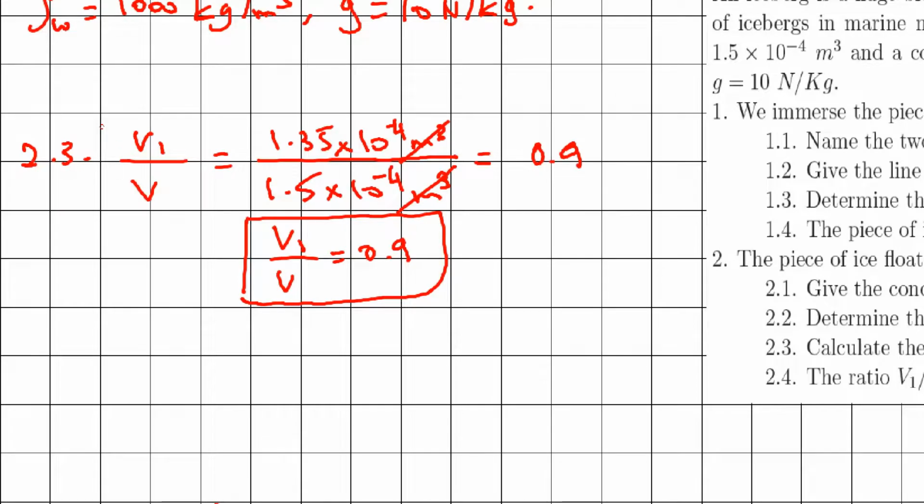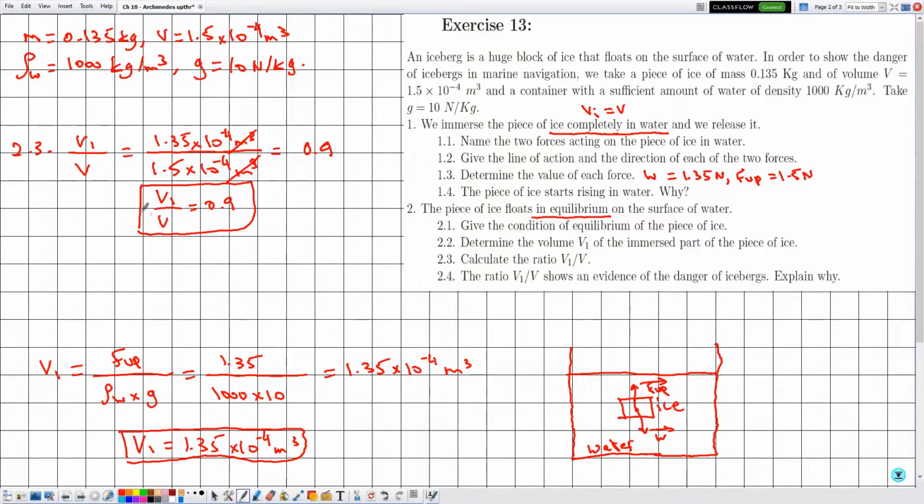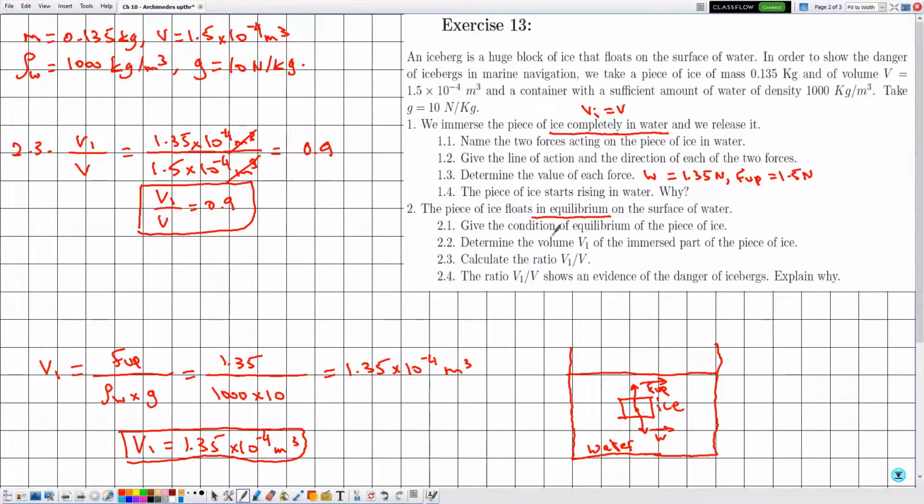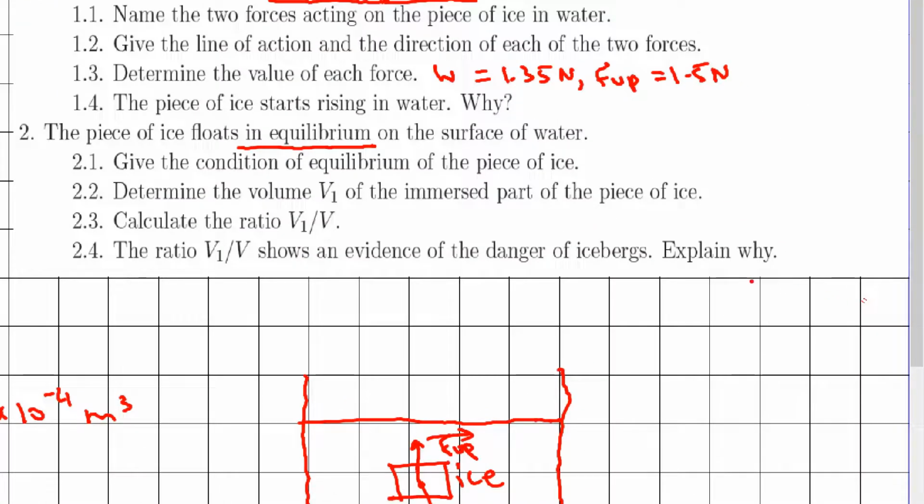Usually in physics, whenever we are dividing or calculating ratios of same quantities, then this ratio doesn't include any unit. For example, if we had written here that V1 over V is equal to 0.9 meter cube, then this answer is considered to be wrong, because the ratio of the same quantities doesn't have any unit. So the ratio V1 divided by V is equal to 0.9. Now in 2.4, the ratio V1 divided by V shows an evidence of the danger of icebergs. Explain why.